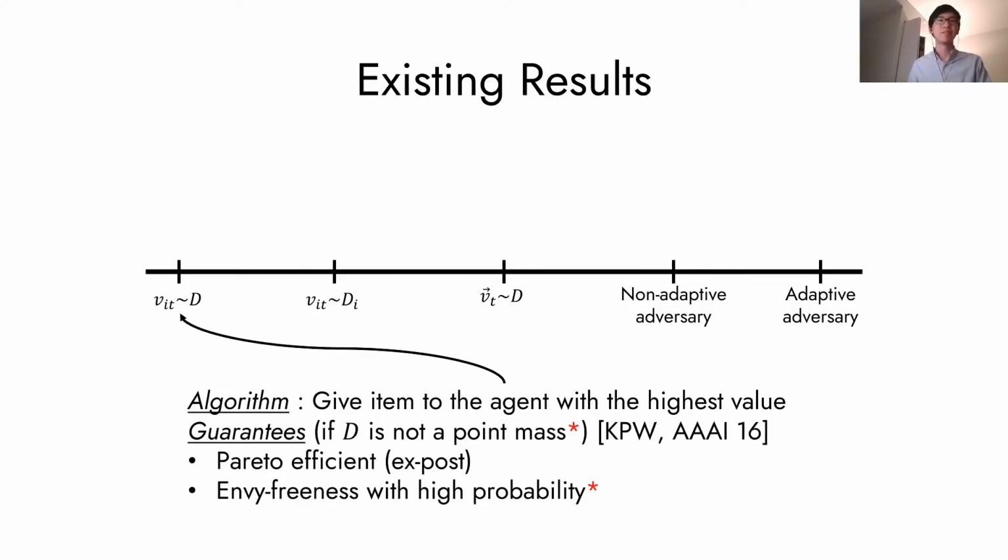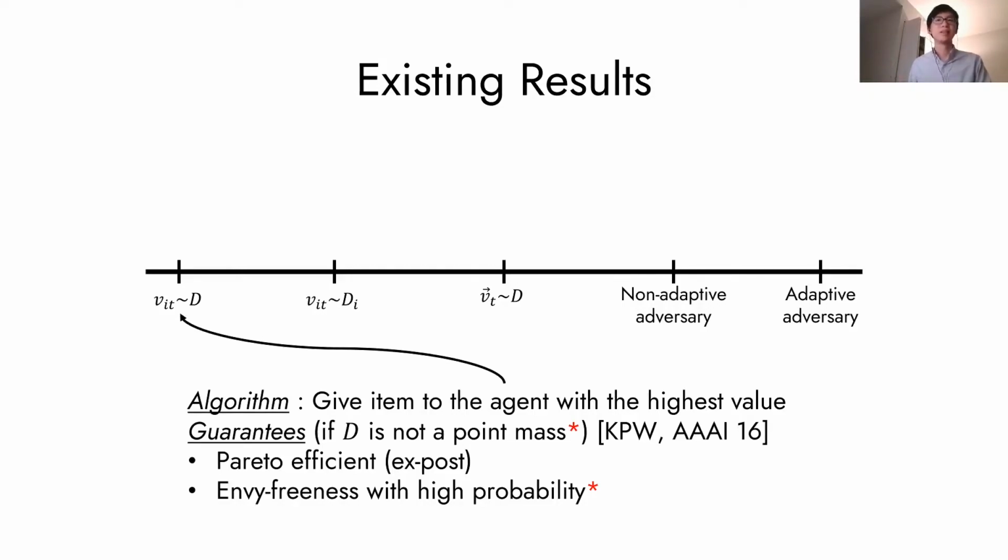Now, for the easiest adversary, for agents with identical distributions, we can just give each item to the agent with the highest value. This algorithm achieves Pareto efficiency since it maximizes the sum of utilities, and Kurokawa et al. show NW freeness with high probability. Roughly the intuition for this is that if I receive an item, because I have the highest value for the item compared to the other agents, I'm generally happier getting this item than the item the other agents are getting.